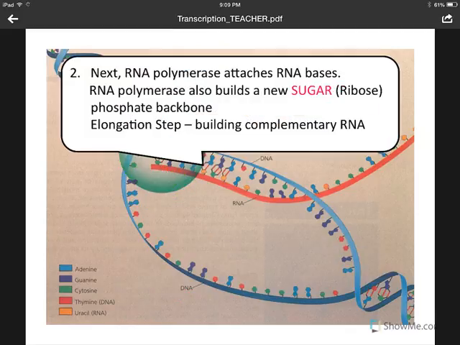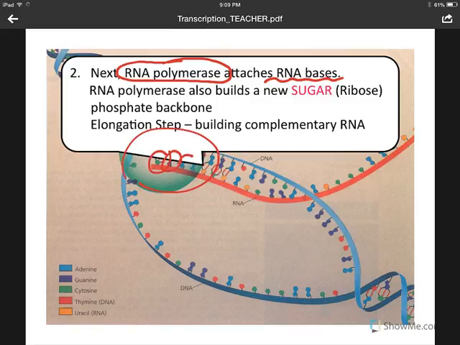Alright, what happens next? So we've separated the helix, and now our RNA polymerase is going to bring in RNA bases, or RNA nucleotides. If I were making DNA, we'd have DNA polymerase. We're not making DNA, so DNA polymerase better not come in here. So we're going to have RNA polymerase, the same thing, to help bring in our RNA nucleotides. Okay? Now, here is what ends up happening.